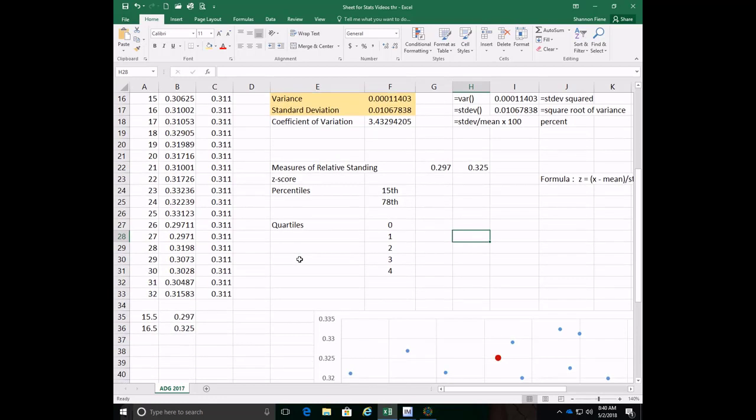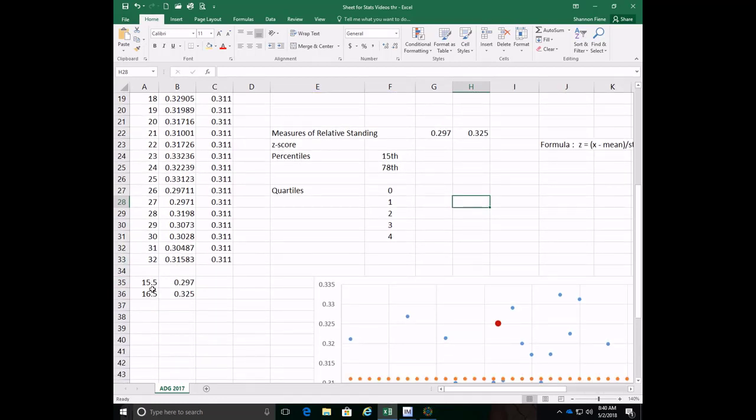So what I've done is created two fictional farms, 15.5 and 16.5, and said that they have an average daily gain of 0.297 and 0.325. What we want to know is, based on our other data set, our other 32 farms, what is the relative standing? Are these good farms? Are they bad farms? Are they outliers? Okay, and so we do that by doing our calculations.